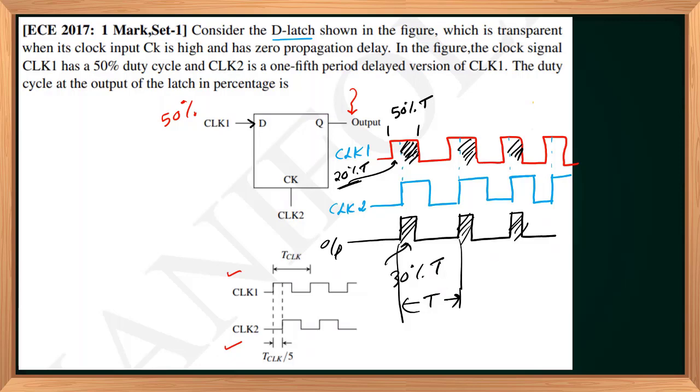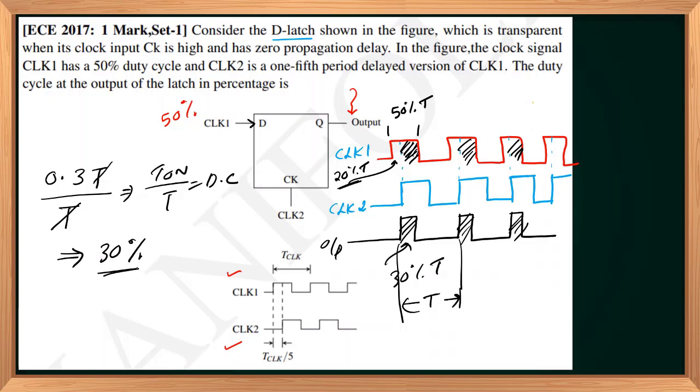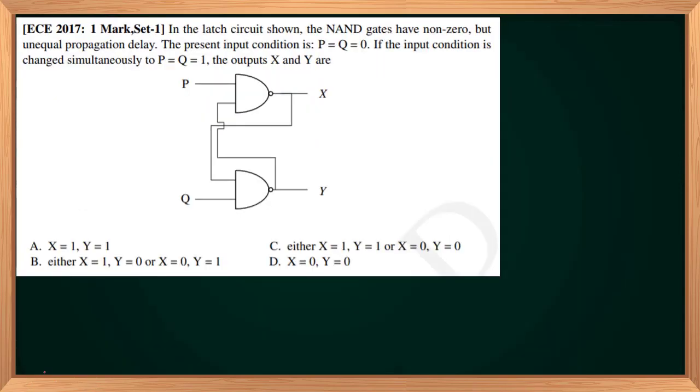So the duty cycle of the output signal is on time divided by total period. On time is 30%, that is 0.3 times the period, divided by the total period T. So that is T on upon the total period. That is my duty cycle, right? So this will cancel each other. So in percentile, it will be 30%. So the right answer is 30. The question appeared for GATE 2017, 1 mark.